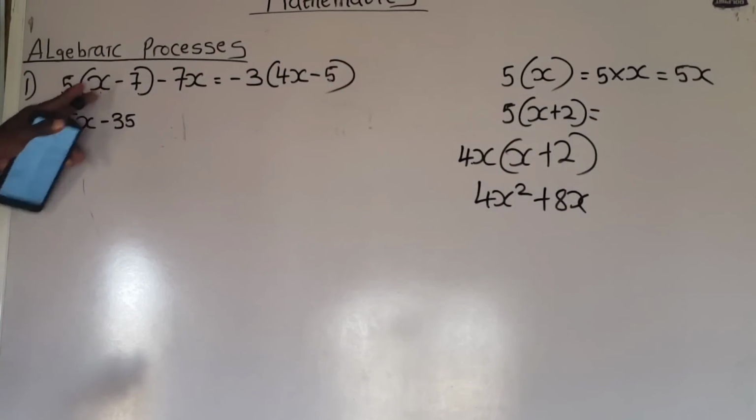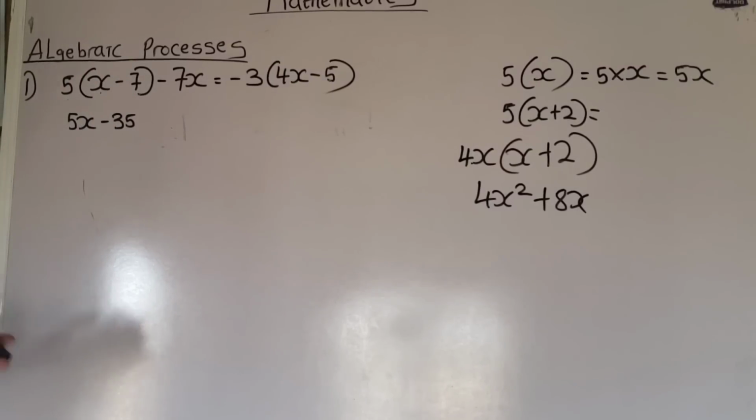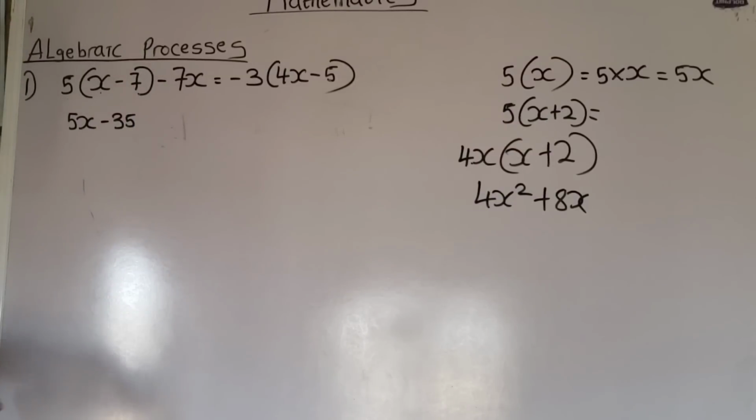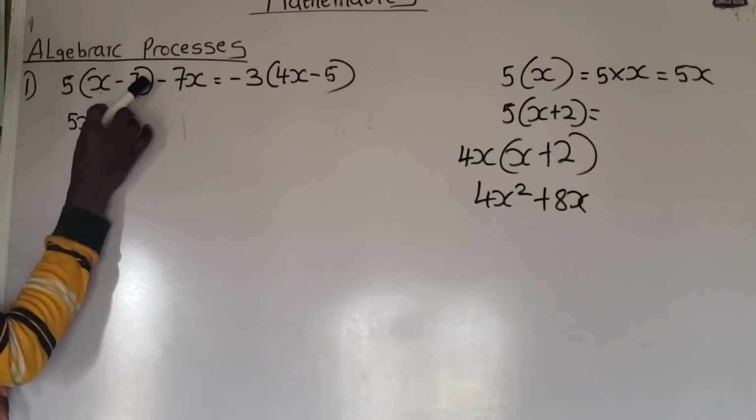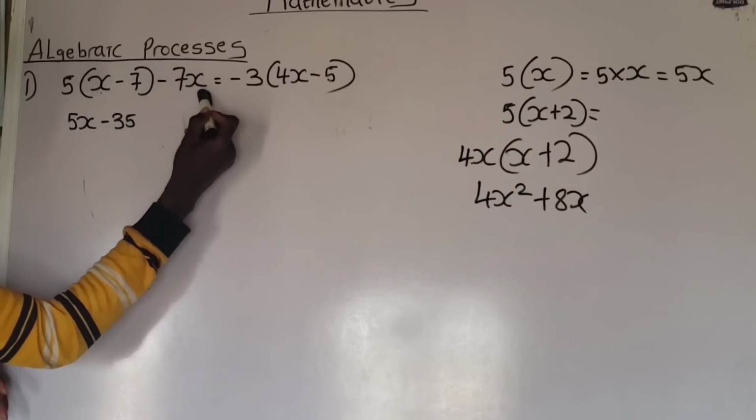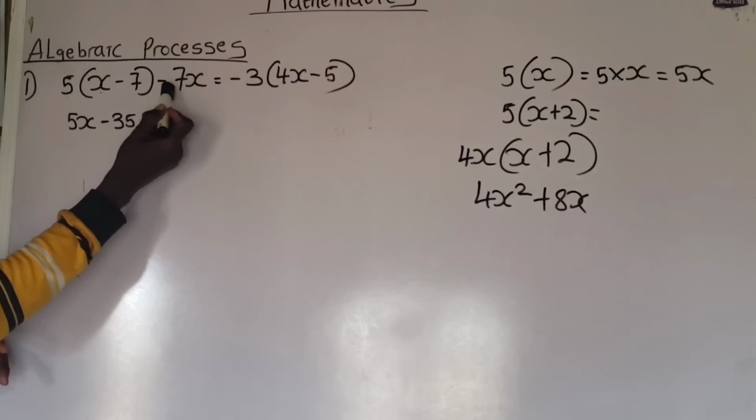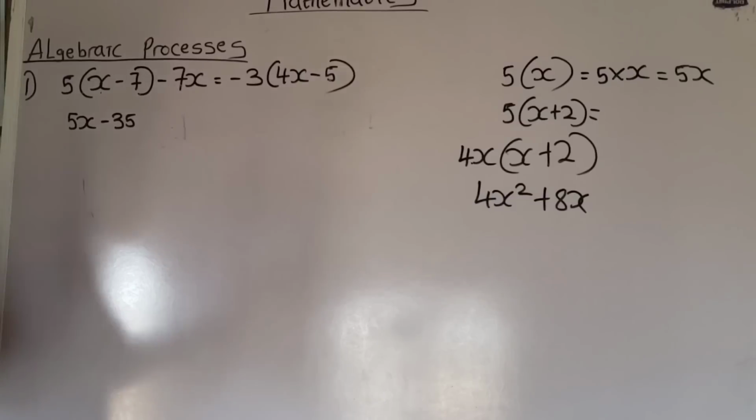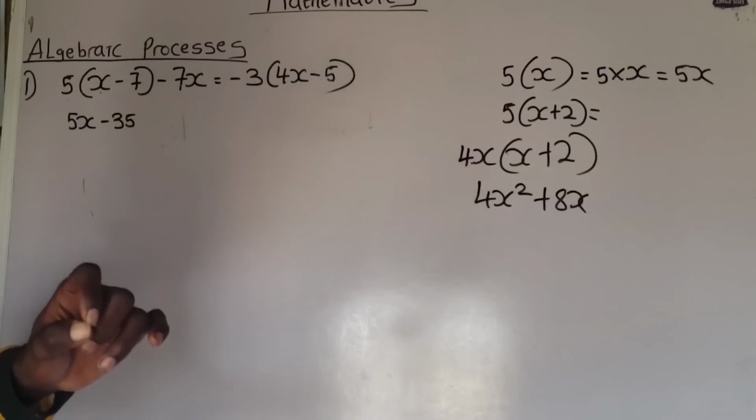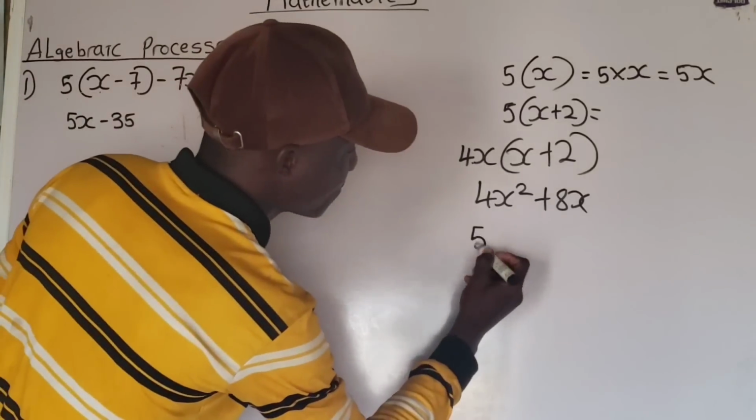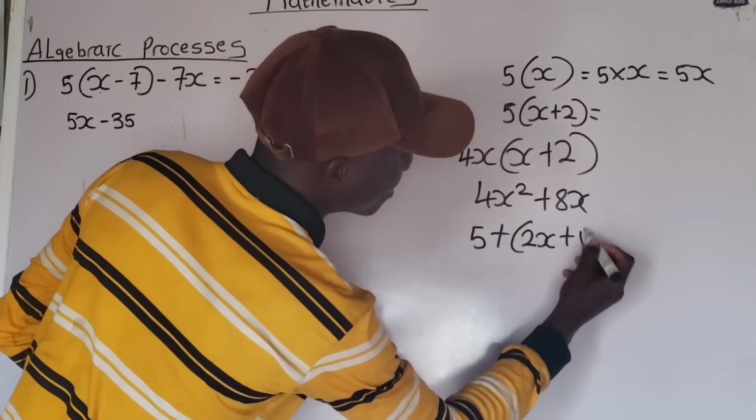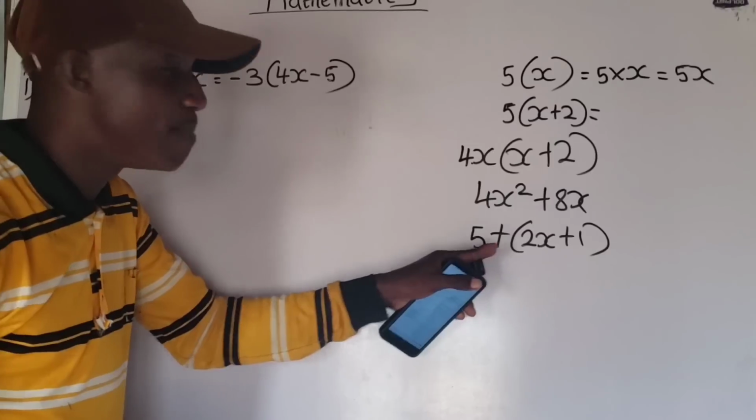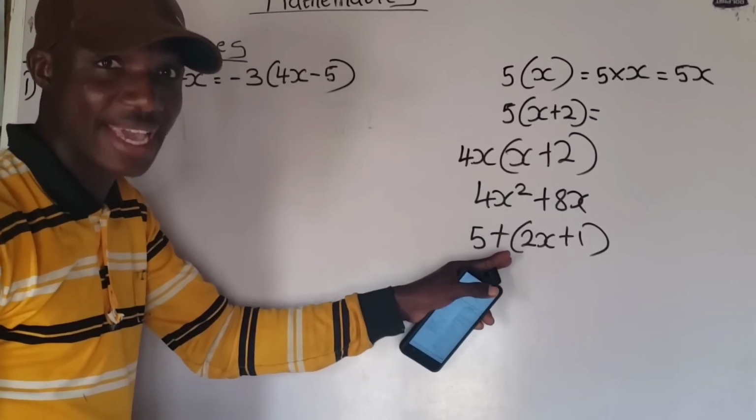5 multiplied by x, 5x. 5 multiplied by negative 7. That is negative 35. Now, you have to pay attention here. There is a negative sign between this bracket and 7x. So I'm not multiplying this by all this bracket. You understand what I'm saying? You only multiply all the terms in the bracket by the element outside the bracket. Please pay attention. If I have something like 5 plus into bracket 2x plus 1, I'm not going to use this 5 to multiply all the terms in the bracket, because there is a sign between this 5 and the bracket. You understand what I'm saying?